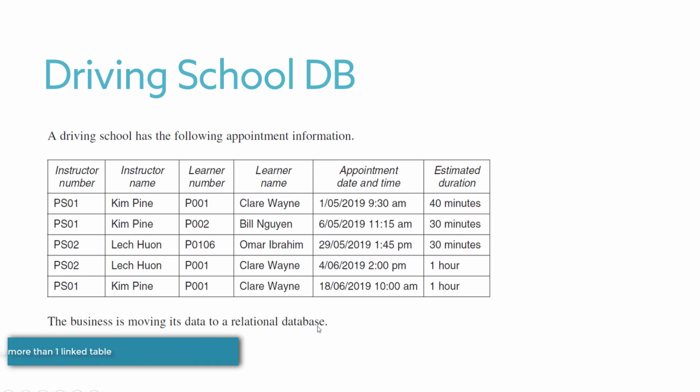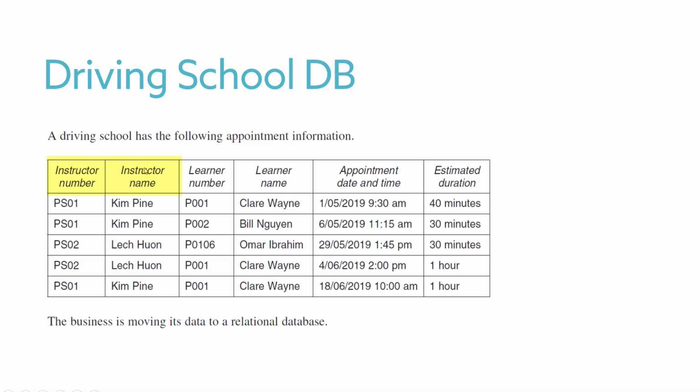What we need to do is first think of which fields we can group together, and then start to think about the schema that we need to come up with. You can see here that the instructor number and the instructor name would go together. The learner number and the learner name obviously go together. And then the appointment fields with the estimated duration will also go together. Now I'm going to show you how to actually create this schema from this flat file database.